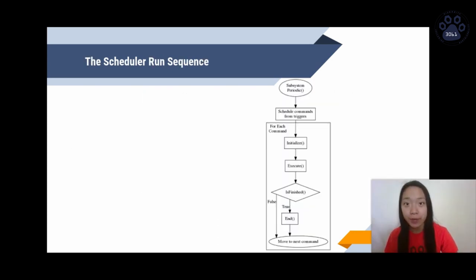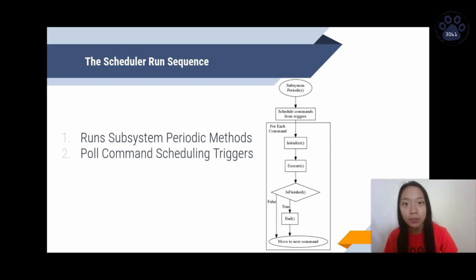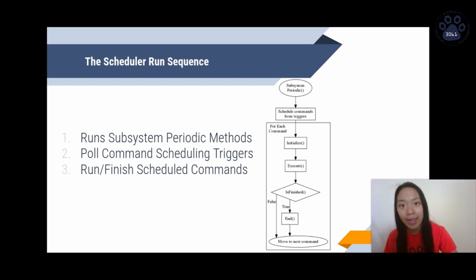Let's take a look at the scheduler run sequence for a single iteration. First, the command scheduler runs each subsystem's periodic method. Secondly, the command scheduler polls the state of each registered trigger to see if any new commands should be scheduled. Then, the initialize method for each newly scheduled command is run. Thirdly, the command scheduler calls the execute method for each currently scheduled command, and then calls the isFinished method to see if the command has finished. If the command has finished, the end method is called, the command is descheduled, and its required subsystems are freed. Finally, each subsystem's default command, if it has one, is scheduled, and the initialize method for that command is called.